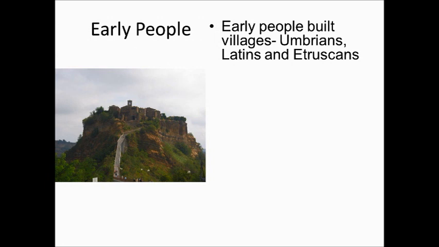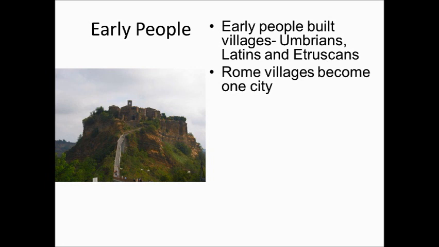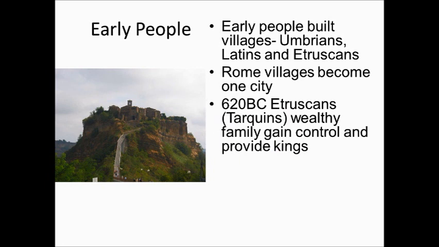Okay, so let's talk about some of the early people who are there, and I'm going to show you a little bit of a video of how the early people adopted some of the ideas of the Etruscans. There are three main villages that sort of form early Rome. Those are the Umbrians, the Latins, and the Etruscans. And eventually those villages will become one city.